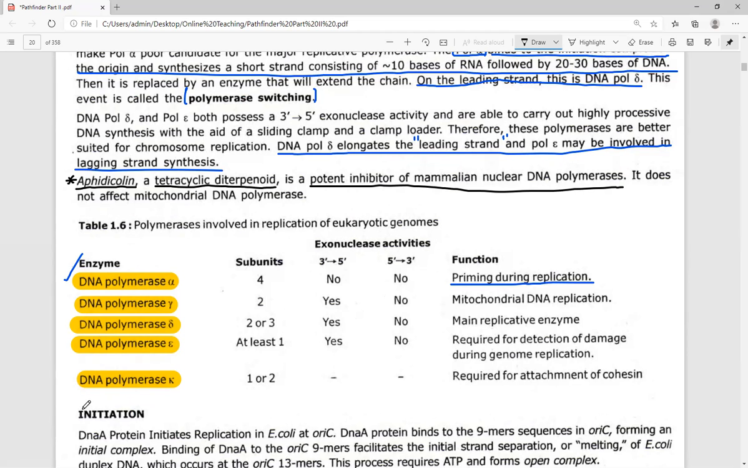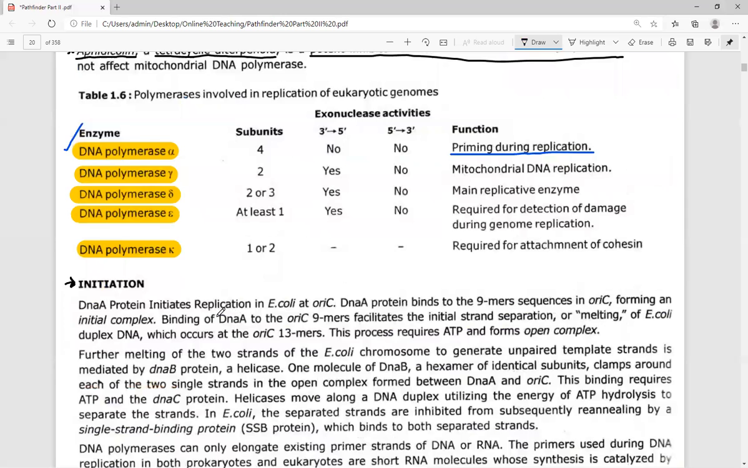Now, initiation. How does the initiation of DNA replication take place? The initiation of DNA replication takes place by the melting of the DNA molecule. That means when the two strands of the DNA molecule separate, they initiate the process of DNA replication. Just after the melting of the double-stranded DNA molecule takes place, the process of DNA replication is initiated.